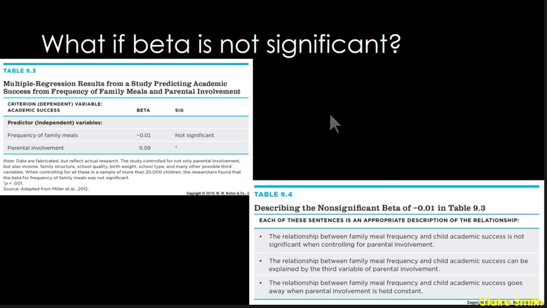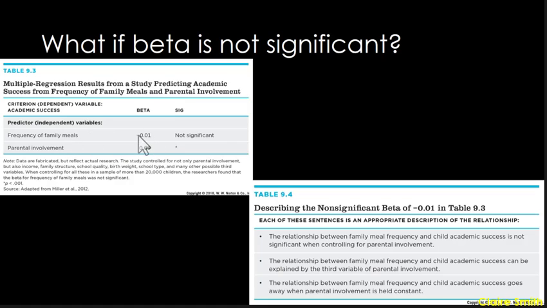If beta is not significant, right, so in this case, this beta value is not significant. This study is looking at academic success, which is a dependent or criterion variable, and different independent variables, frequency of family meals, and parental involvement. So seeing if eating more meals together leads to academic success. And if you do a multivariate study with this and control for parental involvement, so just parents being involved in general, not necessarily meals together, but just being involved in their kids' lives.